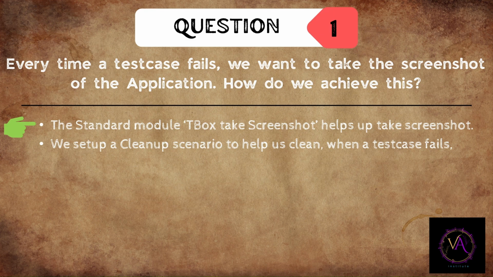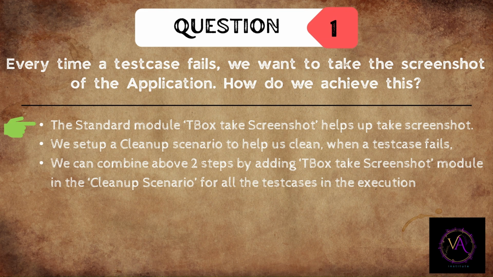Now in the cleanup scenario, generally it will have close browser, close application or close the server. So generally closing all the things so that the next test case will work fine. But here, before doing all that, we will be executing the TBox Take Screenshot. So every time an exception or a dialog failure or a verification failure occurs, you can ask the tool to take a screenshot and then apply the cleanup scenarios. Now combining these two scenarios, we can achieve this.